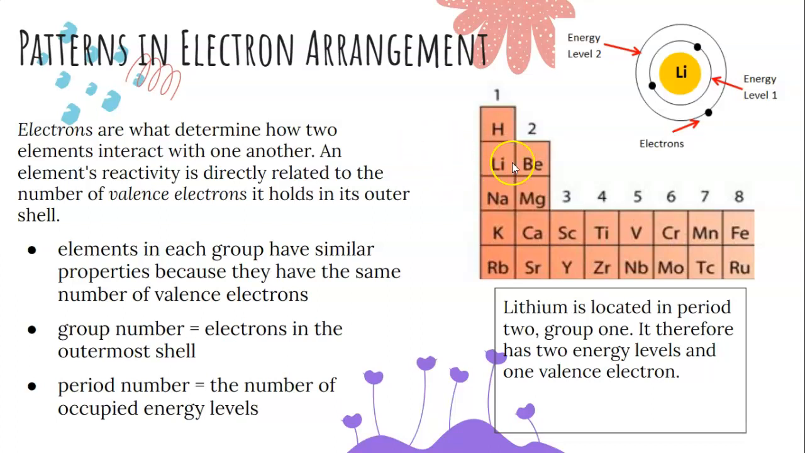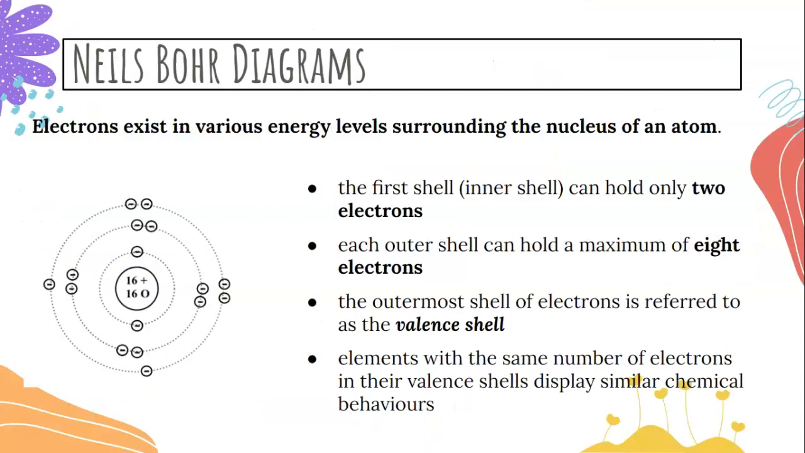So look at lithium, for example. On the periodic table, lithium is in group 1, period 2. So what that means is that in lithium, it's going to have 2 energy levels because it's in period 2, so there's 2 circles. And since it's in group 1, it's going to have 1 electron on the outside. We are going to talk about how we do that and draw this here in Bohr diagrams.